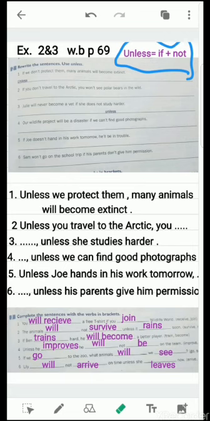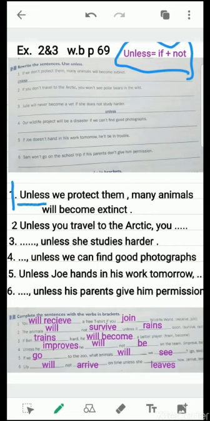The exercise says, rewrite the sentence, use unless. So we have to use unless. Number 1, if we don't protect them, many animals will become extinct. إذا لم نحميهم ستصبح الكثير أو العديد من الحيوانات منقرضة. The answer is here. Okay, we have the answer here. Unless we protect them, many animals will become extinct.